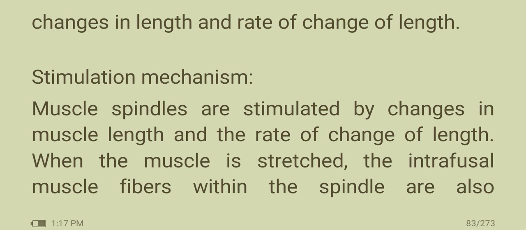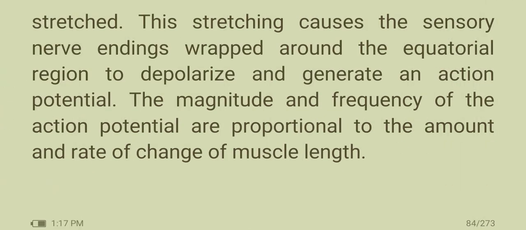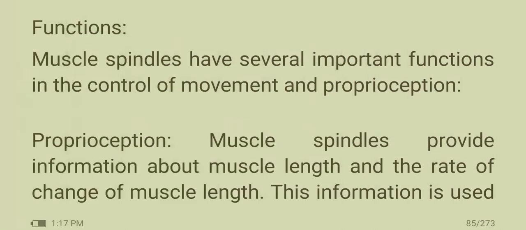Then stimulation mechanism. Muscle spindles are stimulated by changes in muscle length and rate of change of length. When the muscle is stretched, the intrafusal muscle fibers within the spindle are also stretched. This stretching causes the sensory nerve ending wrapped around the equatorial region to depolarize and generate an action potential. So action potential is generated there. The magnitude and frequency of the action potential are proportional to the amount and rate of change of muscle length.